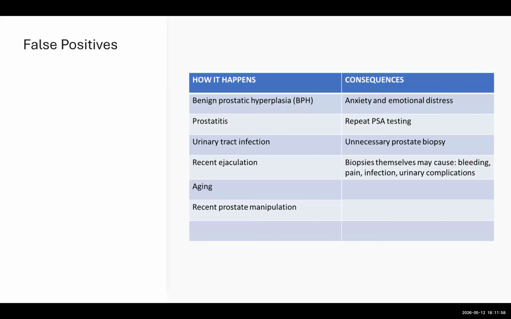So with false positives, how can it happen? You can get false positives with benign prostatic hyperplasia, prostatitis, urinary tract infections, recent ejaculation, aging, recent prostate manipulation. Some of the consequences of a false positive, again, anxiety and emotional distress to our patient. Now you would have to repeat your PSA testing to ensure this is actually accurate. Unnecessary prostate biopsies can occur, and the biopsies themselves may cause bleeding, pain, infection, and urinary complications.